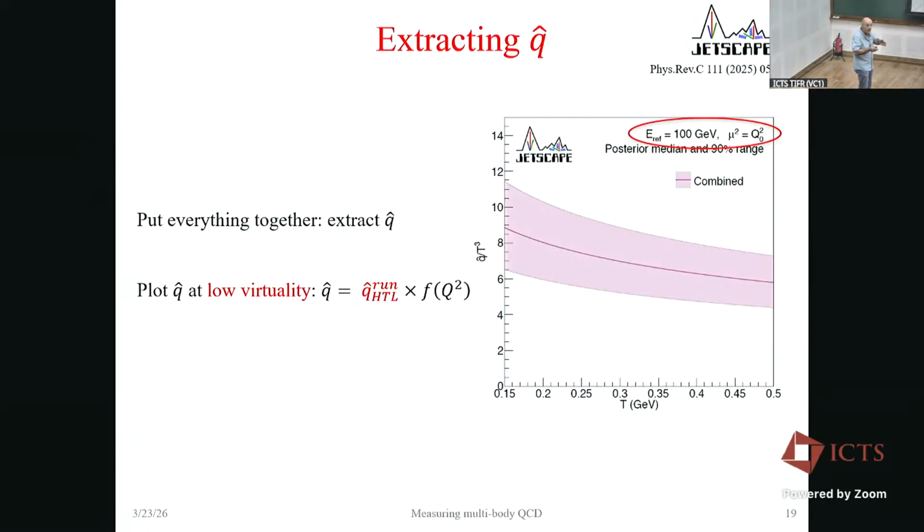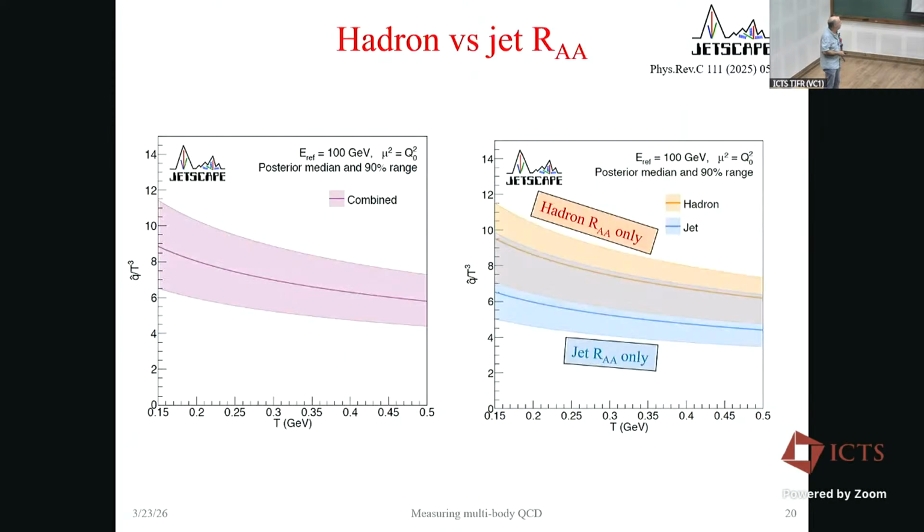This is the 90% distribution, the central part of the posterior distribution. Here is the constraint on Q hat over T cubed as a function of temperature from this calibration. In the sense, we've now measured Q hat from the data, it has some values. And this is for all the data together. Okay, that's what it is.